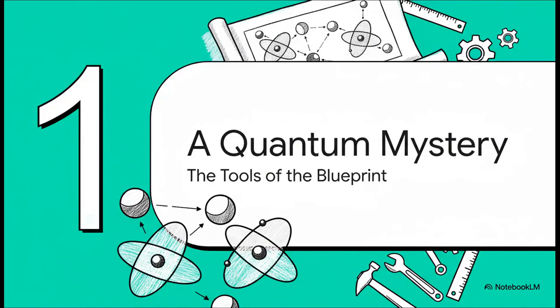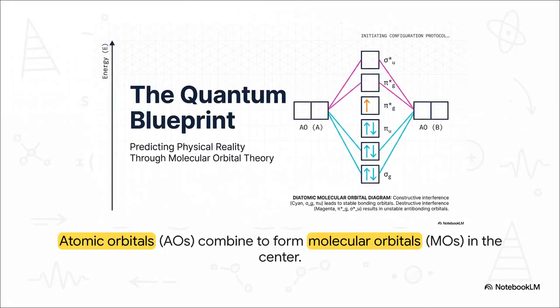All right, first things first. Before we can build anything, we need to get familiar with our tools. So in this first part, we'll go over the fundamental rules and the key pieces of our blueprint. Okay, so the core idea is actually pretty simple. When two atoms get close, their individual homes for electrons, those are called atomic orbitals, they start to merge. Think of them like waves in a pond interfering with each other. And when they do, they create a brand new set of orbitals that don't belong to either atom anymore. They belong to the entire molecule. And those are the molecular orbitals you see right there in the middle.